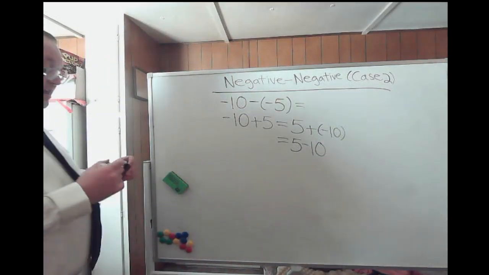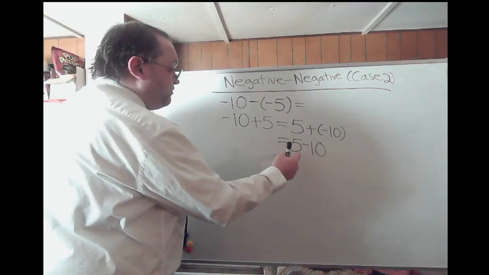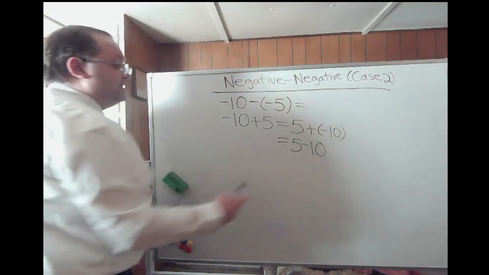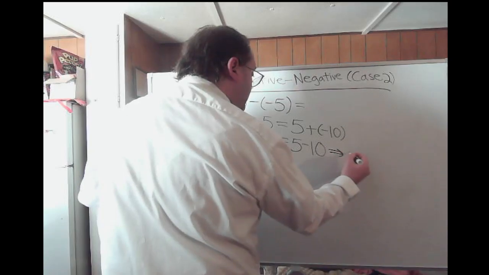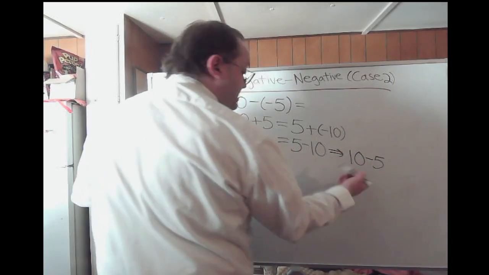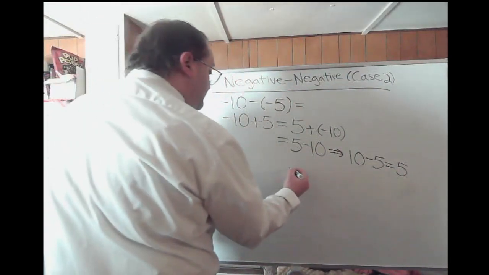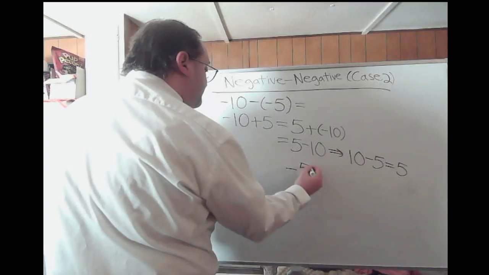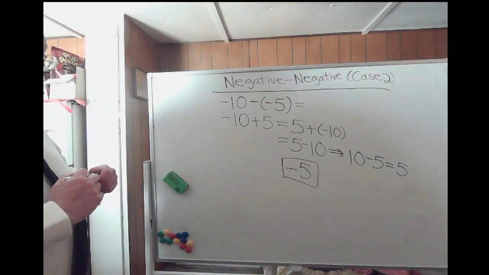Well, again, we have positive minus positive case 2, where the first number is less than the second number. So what you can temporarily do is switch these numbers around. You'll have 10 minus 5. 10 minus 5 we know to be 5. But since we determined the solution is going to be negative, you slap a negative sign in front of that 5. You'll get a solution of negative 5.